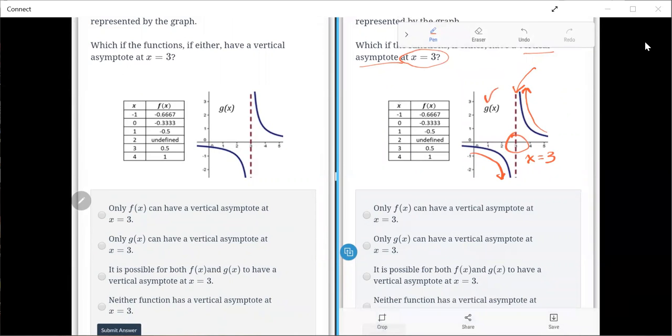Now let's find x equals 4. Here's our x's, and there's x equals 3 in our table. Notice that it has a value here. This vertical asymptote at x equals 3 will not have any g of x values. So this definitely means this is not a vertical asymptote because it wouldn't have a value there. All right, so only G is going to work on this one.